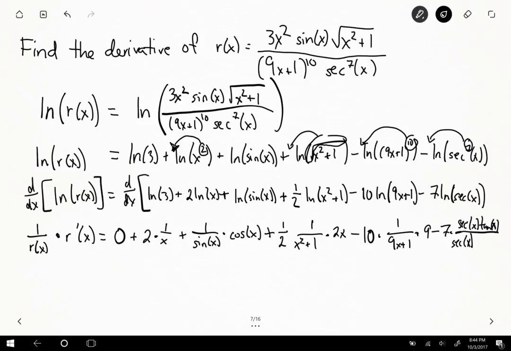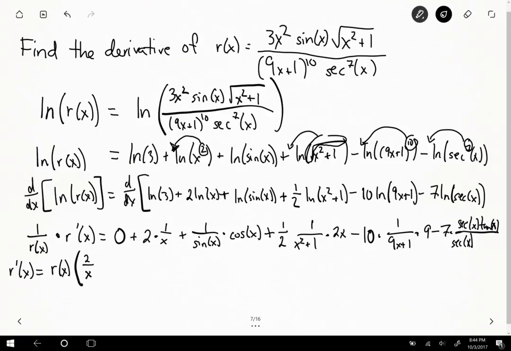Now, moving forward from here, what are we trying to solve for? We're trying to solve for r prime of x. So what we get is r prime of x equals. This looks all sorts of nasty, but we need to multiply both sides by r of x. So I'll put r of x right here. And we'll do a big old parentheses to indicate all this. So 2 times 1 over x, we can rewrite that as just 2 over x.